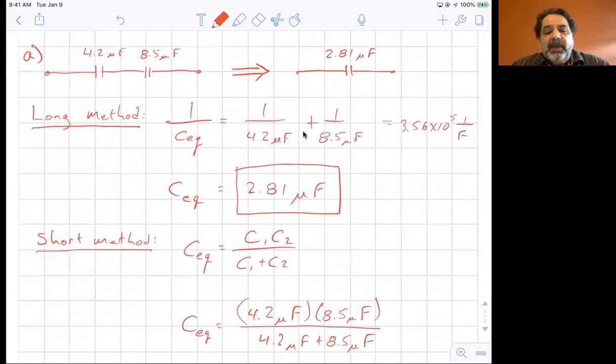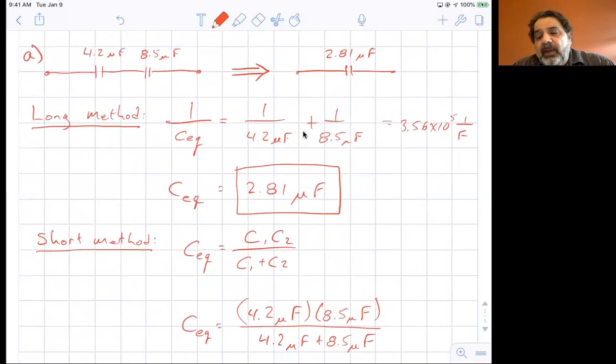Now let's do it the long method. Let's do it the book method. 1 over C equivalent is equal to 1 over 4.2 microfarads plus 1 over 8.5 microfarads. Now, I wasn't going to take the trouble to find a common denominator. I took 4.2 times 10 to the minus 6, inverted it, and I added it to 8.5 times 10 to the minus 6, inverted it, and got the sum.